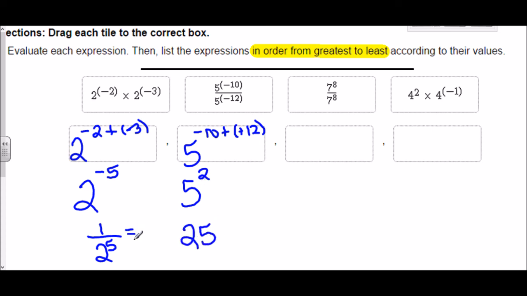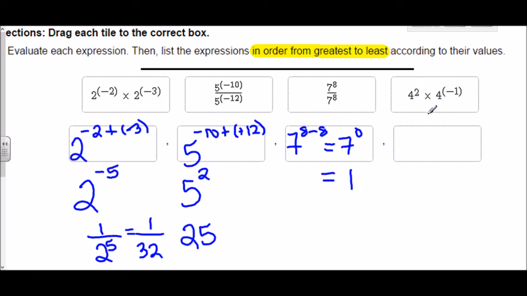Which, by the way, I'll go ahead and tell you that this is 1 over 2 to the 5th, so that's 1 over 2 times 2 times 2 times 2 times 2, and when you take the time to write it out, you'll see that that's 1 over 32. 7 to the 8th over 7 to the 8th will be 7 to the 8 minus 8, because you're dividing the powers, so you keep the base and subtract the exponents. So that's 7 to the 0. 7 to the 0 is 1.